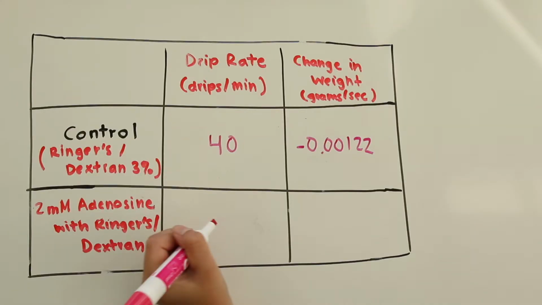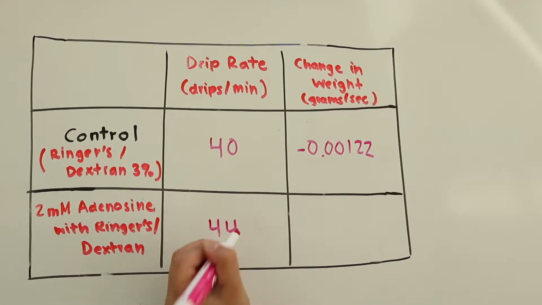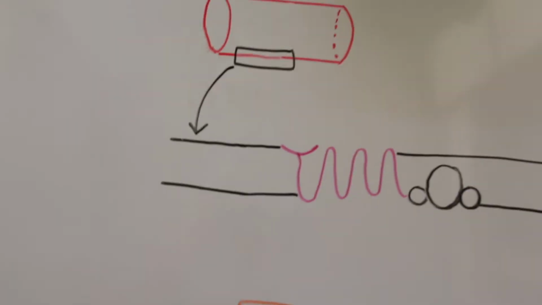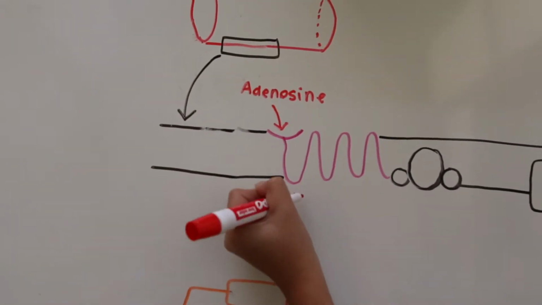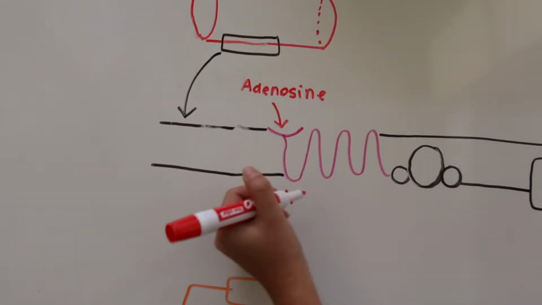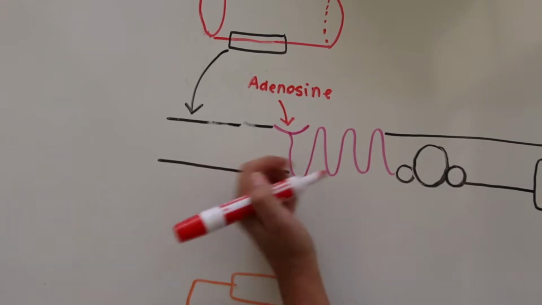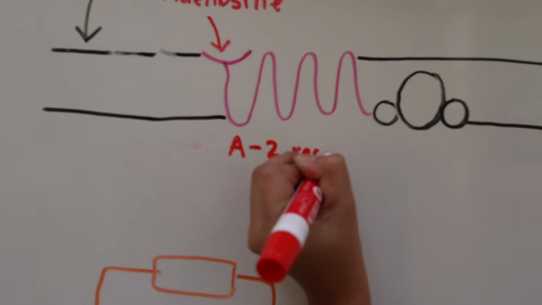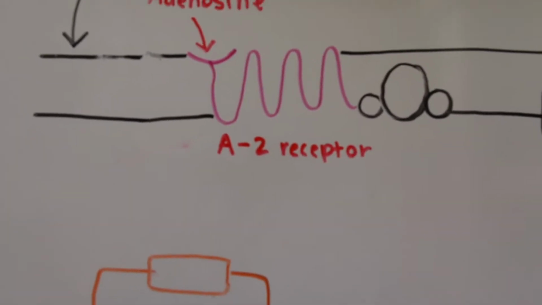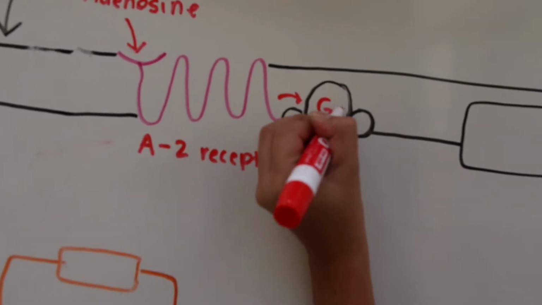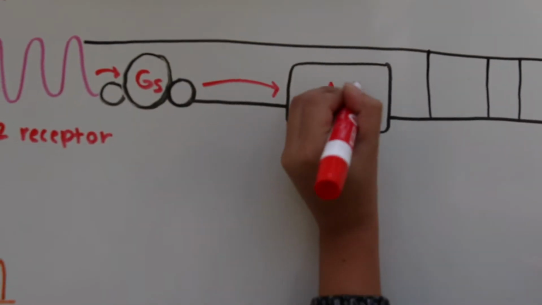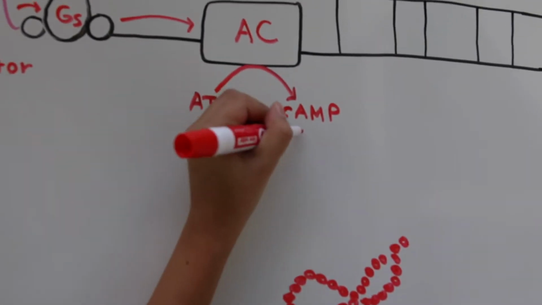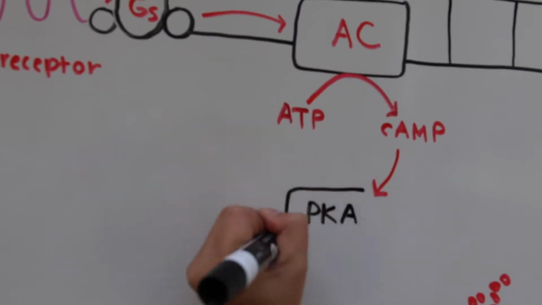Adenosine. In our experiment, the drip rate was increased to 44 drips per minute and the change in weight rate was increased to 0.00036 grams per second. Adenosine starts by binding to either adenosine 1, also known as adrenergic alpha-1 receptor, or adenosine 2, also known as adrenergic beta-2 receptor. Binding to adrenergic alpha-1 receptors results in muscle contraction, but in this experiment, more adrenergic beta-2 receptors were present. Upon binding to the adrenergic beta-2 receptor, the corresponding Gs protein is activated, stimulating adenylyl cyclase, which converts ATP to cyclic AMP, abbreviated cAMP. cAMP activates protein kinase A, denoted PKA.